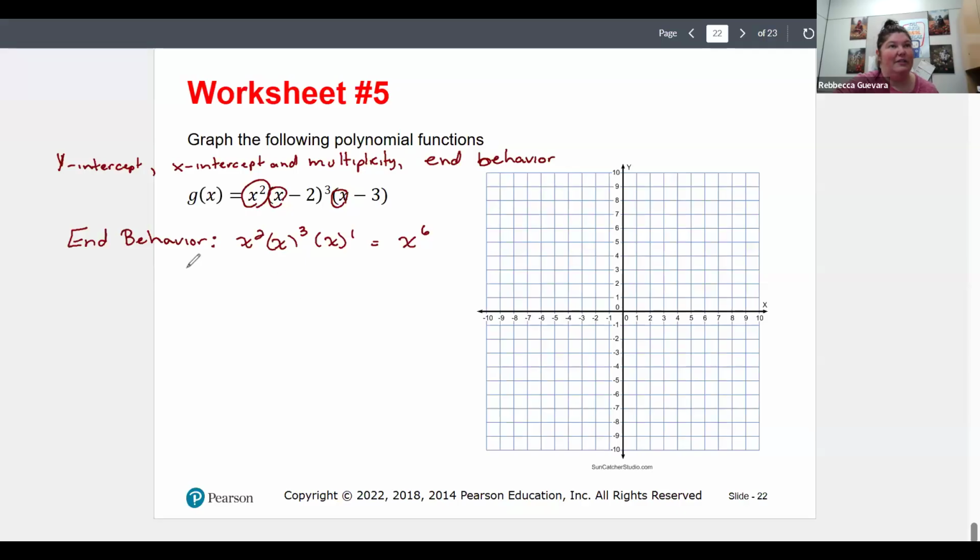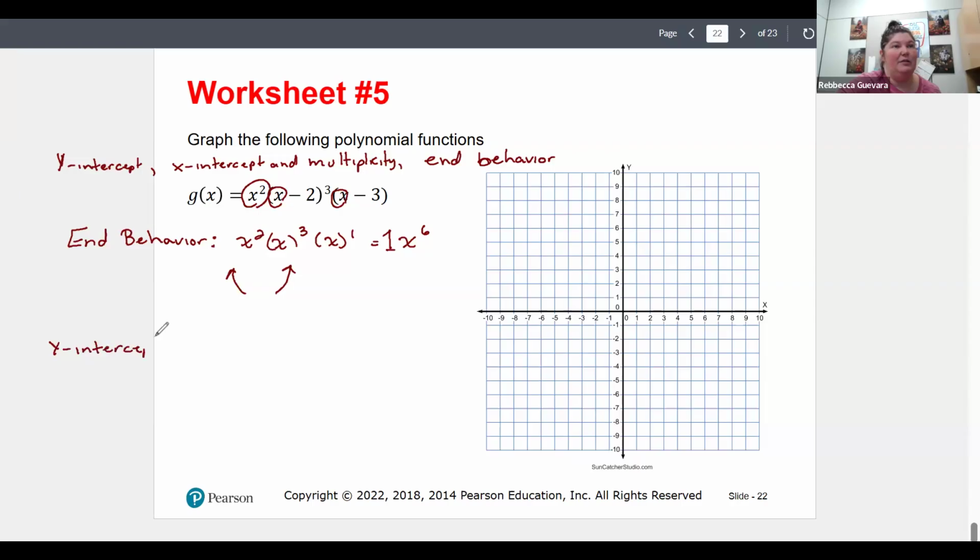So what you have here is you have a positive coefficient of 1 and an even power. So we should be expecting an end behavior like this. So it should act like a parabola that is opening up. So we'll do this one because it'll be easier.